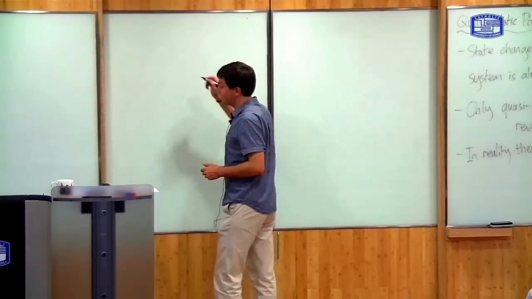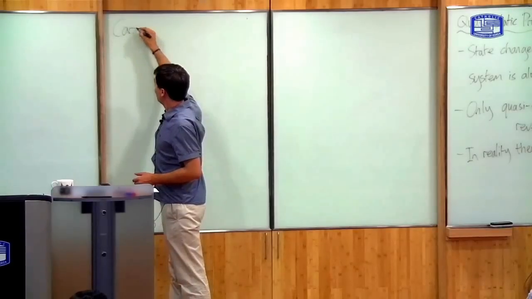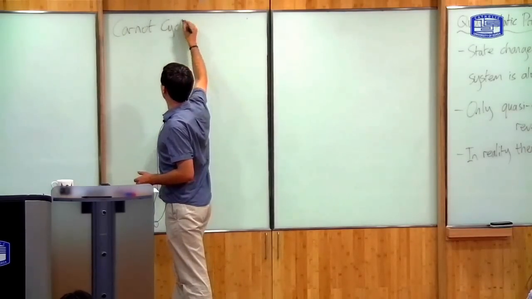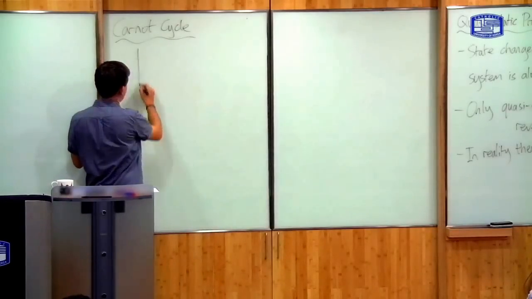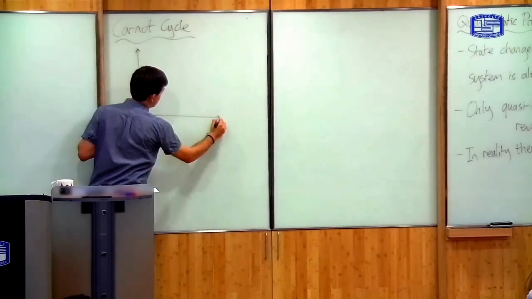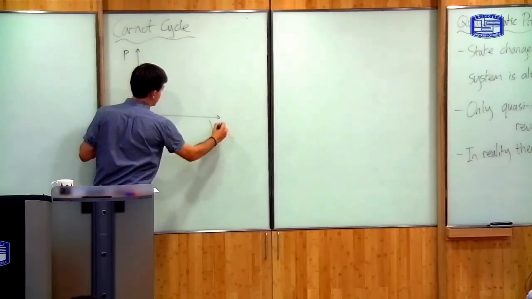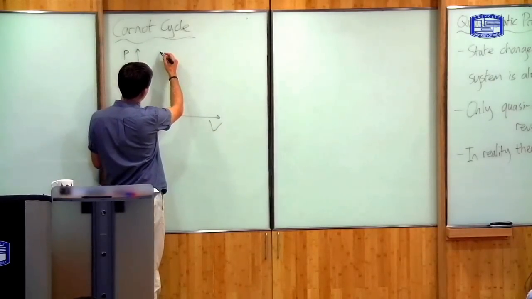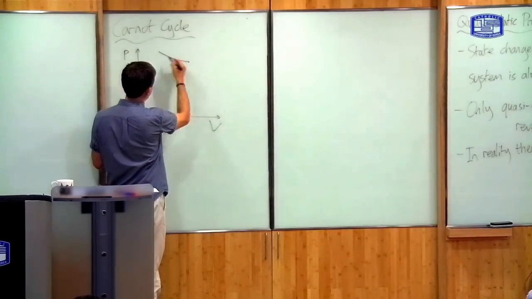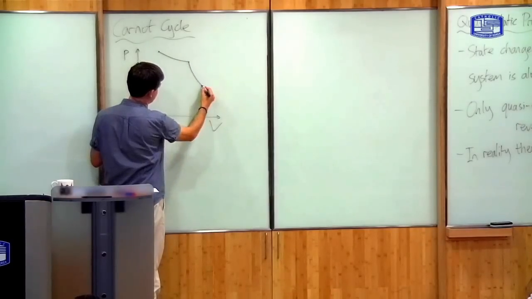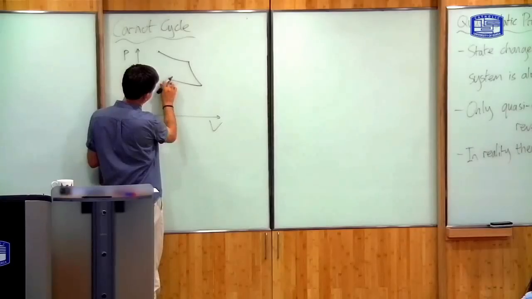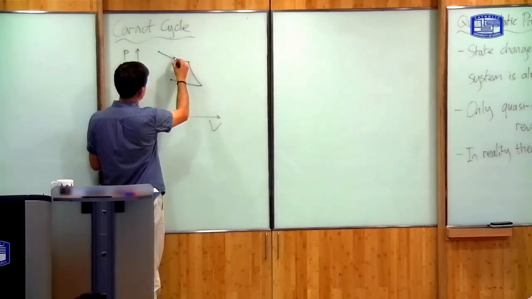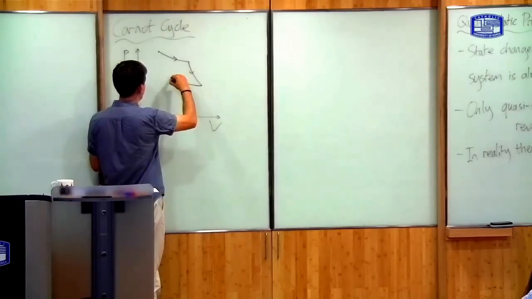There's one more thing I want to tell you about entropy before we move on to a new topic, and this is about the Carnot cycle. So I defined the Carnot cycle a few weeks ago on a pressure volume diagram. It's the combination of an isothermal expansion followed by an adiabatic expansion, then an isothermal compression, followed by an adiabatic compression.